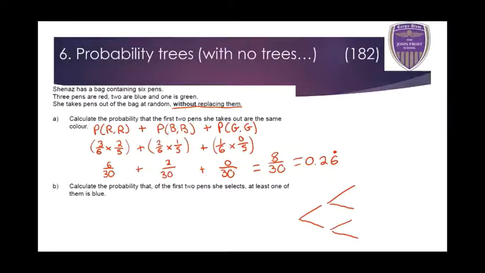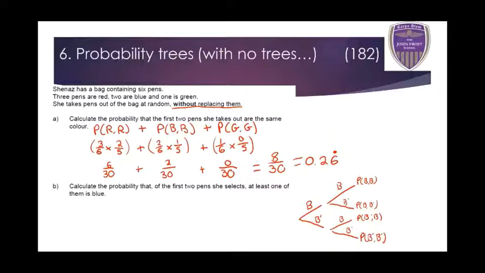So, of the first 2 pens she selects, at least one of them is blue. So the options for this probability tree are going to be blue and not blue. So B prime. Okay. In each branch, she either gets a blue pen or she doesn't get a blue pen. Now, what are the final outcomes here? Well, we've got probability of blue, blue. We've got probability of blue and not blue. We've got probability of not blue and then blue. And we've got probability of not blue twice.